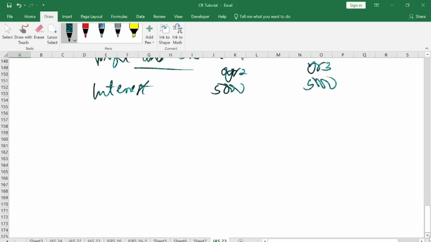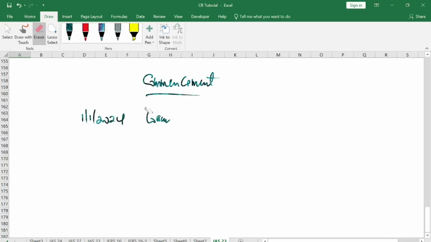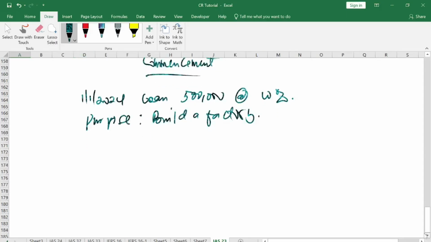Now, when we pick the commencement, at which point do we capitalize on borrowing cost and say that, okay, this is now the value that I can place on this asset? So, for example, if you took a loan on 1st January 2024, a loan of 500,000 at 10% interest rate, the purpose of this loan is to build a factory. This is when you took the loan.